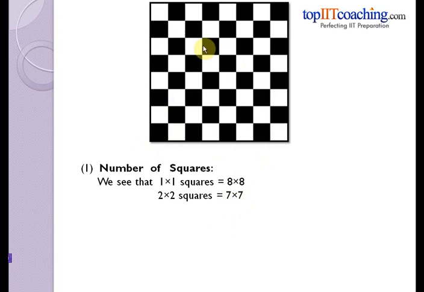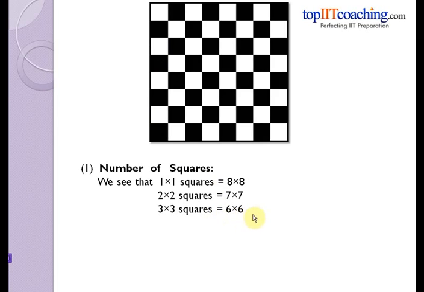So for a 3 cross 3 square we see that this is a square, then again this is a square, this is a 3 cross 3 square, and so on, and we find there are actually 6 options. When we go column wise, then again this is a 3 cross 3 square, and so on. So we see there are 6 options. So in all there are 6 cross 6 options.